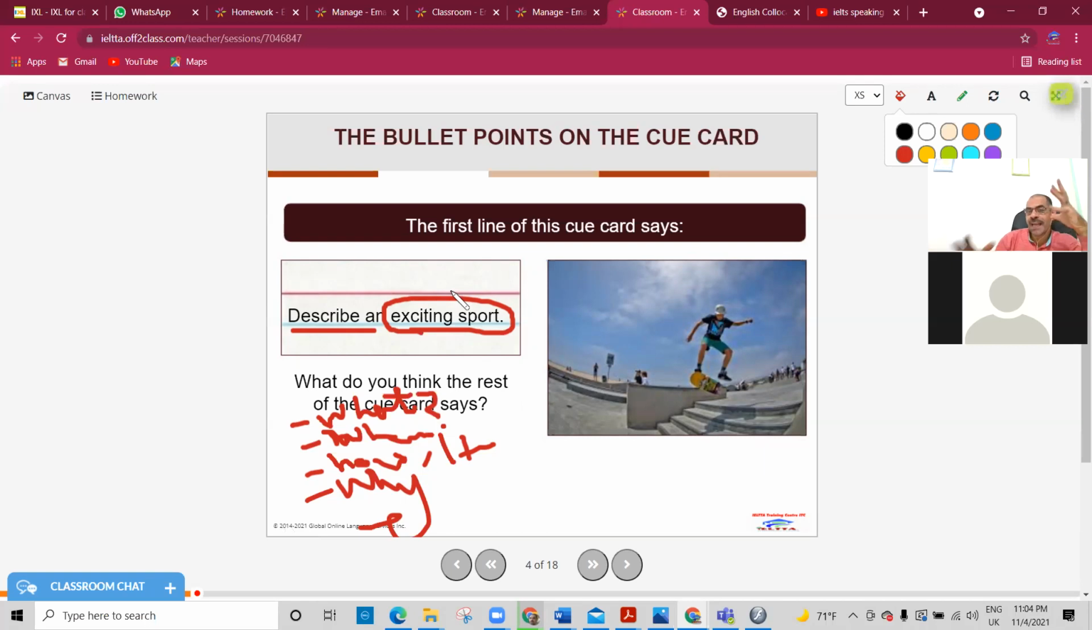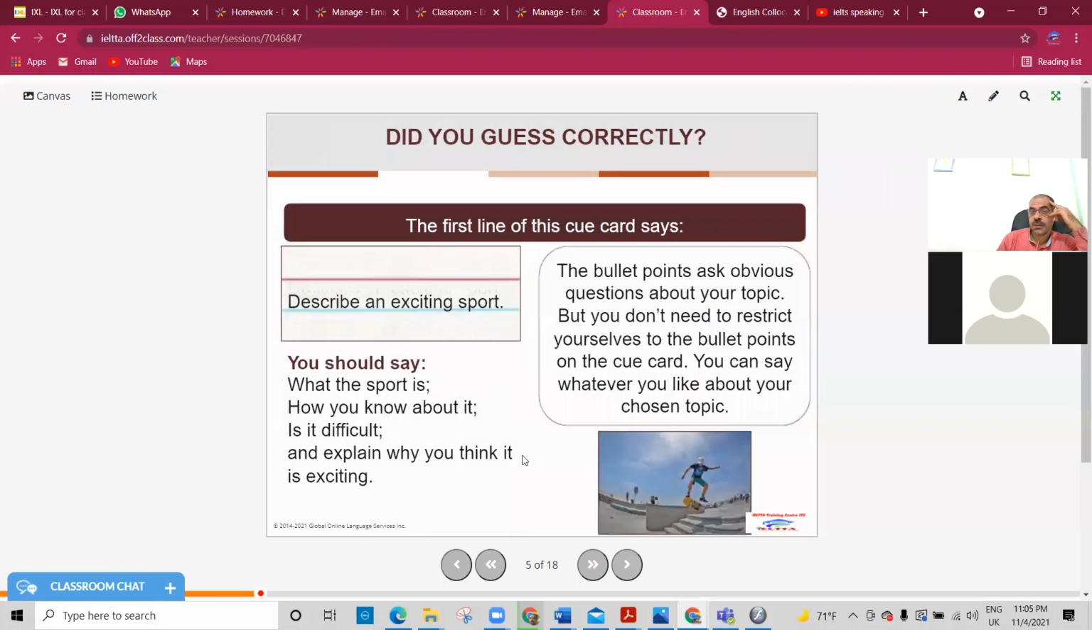So you have to anticipate. Anticipation, expectation about the question, is very important in the IELTS, not only in the speaking, but even in the listening and other skills. So, what the sport is? Let's compare our guesses. What did we talk about? Did we talk about how? You said when, and I said how. And explain why. Did we talk about why? Yes.